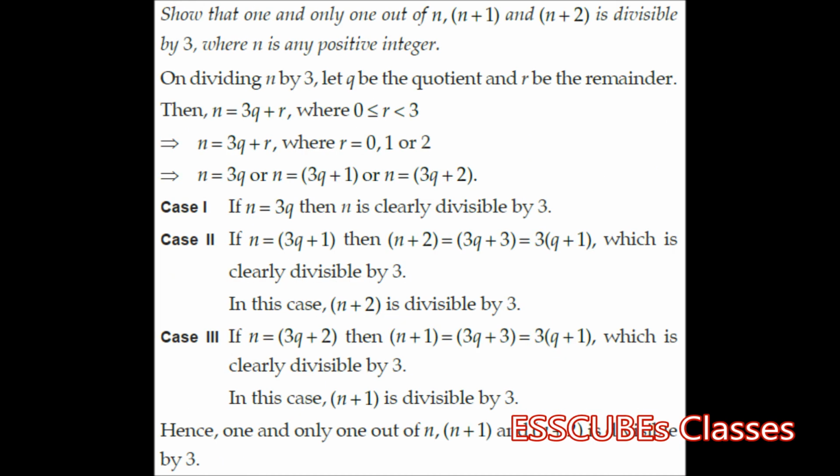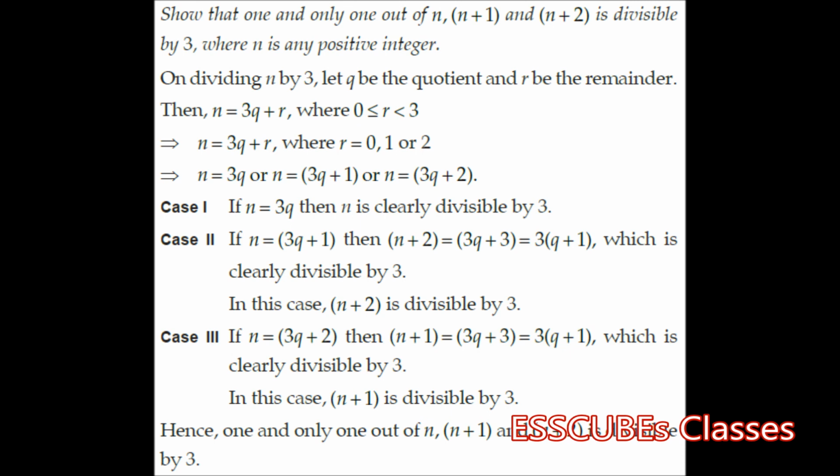Let us take this last type of problem. It says, show that one and only one out of n, n plus 1 and n plus 2 is divisible by 3, where n is any positive integer. Now, if you check, since it is divisible by 3, what would be the remainders? I said it should be 1 less. That means 3 minus 1 is 2. So the remainders can be 0, it can be 1, it can be 2.